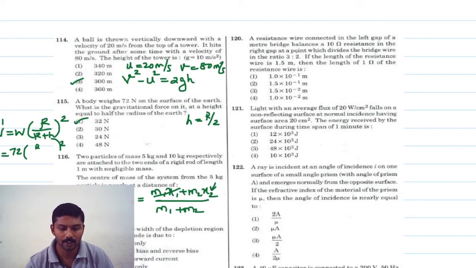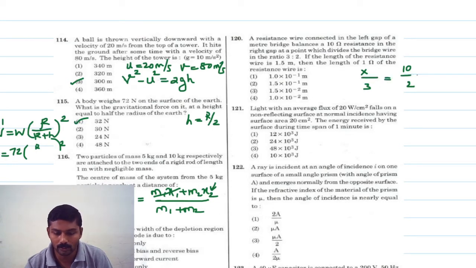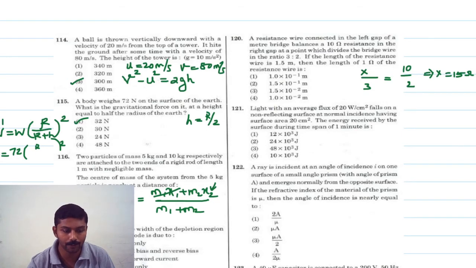Question number 120. The resistance wire connected to the left gap of a meter bridge balances a 10 ohm resistance in the right gap. That means there are two gaps. In the left gap, let's take it as X. The right gap is 10 ohm, which gives you a balancing length in the ratio 3:2. Just take the cross multiplication, and you will get the X value equal to 15 ohm.